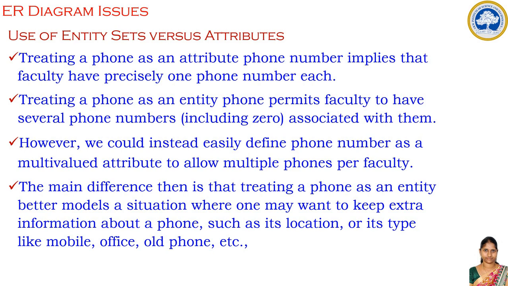In the same way, we want to make our model better, so we want to identify what kind of phone number this is. So we want to add the location or type of the phone number. Obviously, we then have to treat that phone number as a separate entity. So this confusion is there. This is also one of the issues of making an ER diagram: whether we need to add the phone number as a separate entity, an attribute, or a multi-valued attribute, etc.